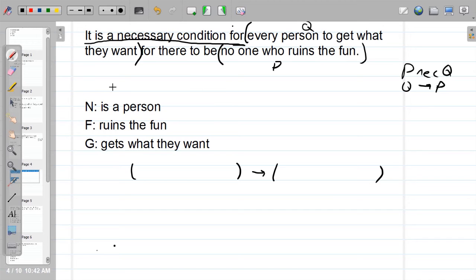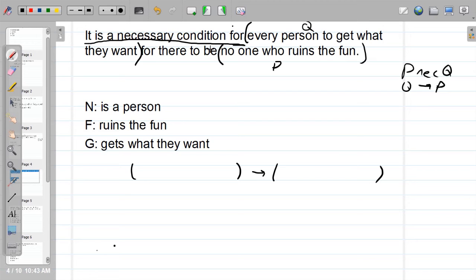So try this sentence. It's a necessary condition for Q for there to be P. It is a confusing sentence. So what is the necessary condition and what is the thing that it is a necessary condition for? It's a necessary condition for blank for it to be the case that blank. Yeah? I'm getting very worried looks.